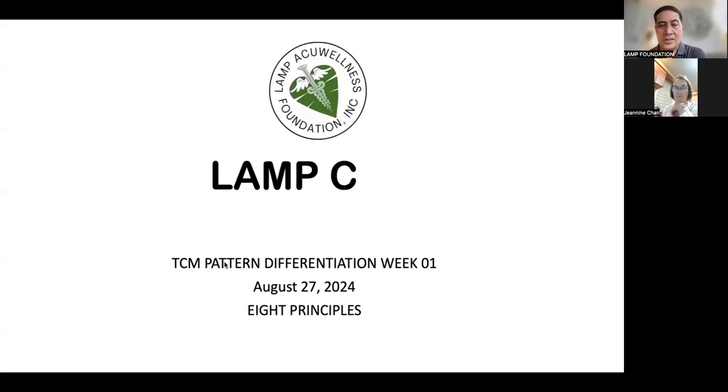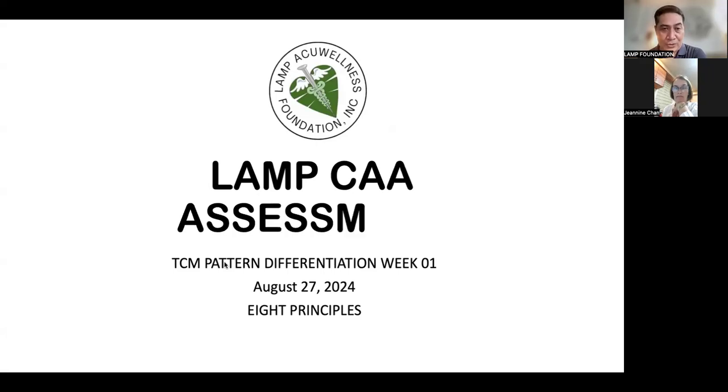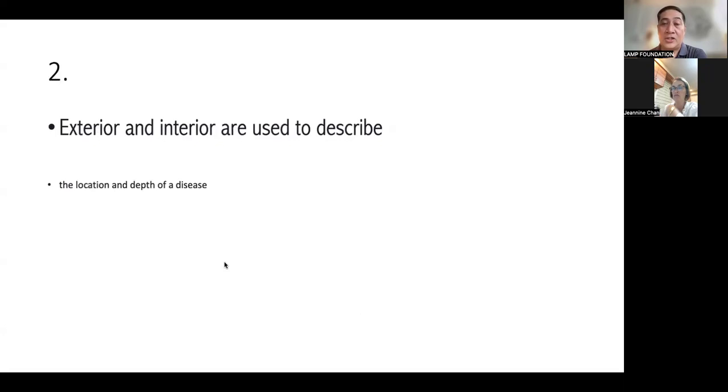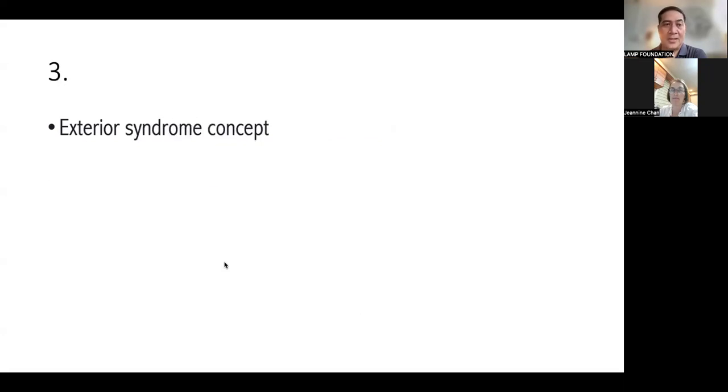I'll just show this to them, because I think earlier this wasn't shown. Sorry for that. So when we talk about the exterior and interior, this refers to the location and the depth of a disease. Just by looking at the tongue, we can immediately tell, and also the symptoms.